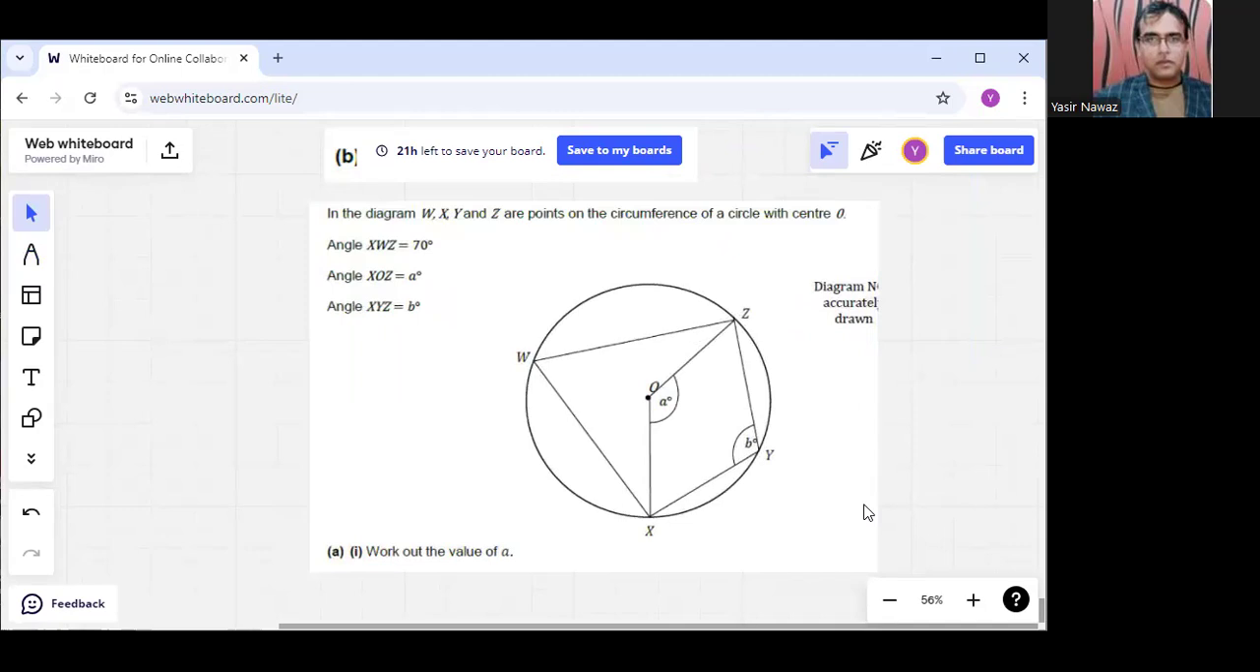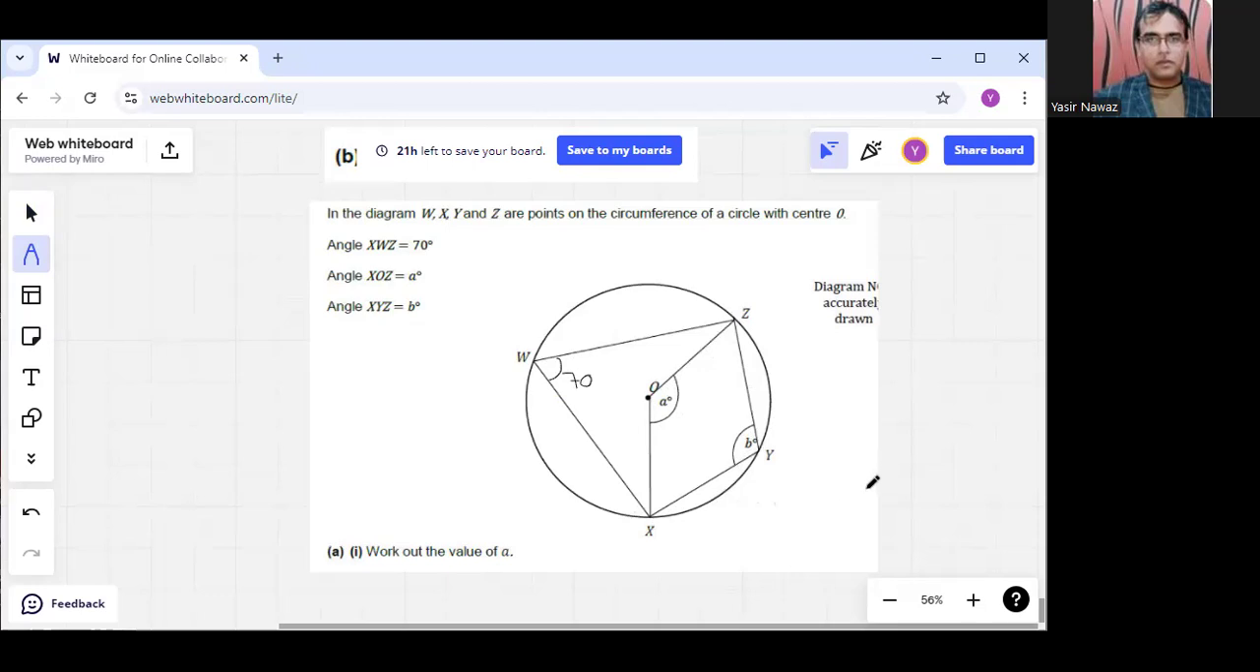In the diagram, W, X and Y are points on the circumference of a circle with center O. Angle XWZ is 70. It is not mentioned, so I mention it. So this angle is 70. XOZ, that angle is A, and XYZ, that angle is B. Work out the value of A.